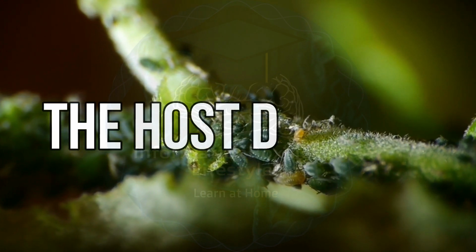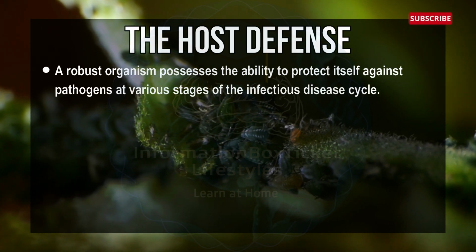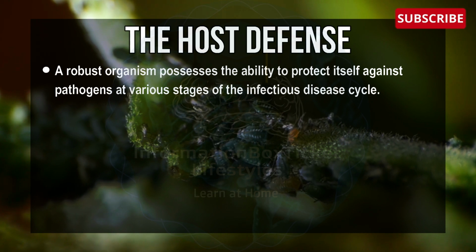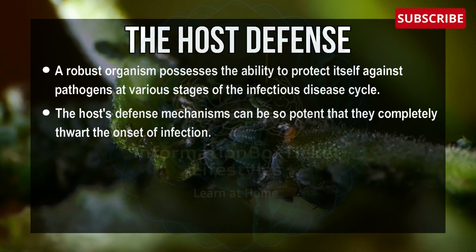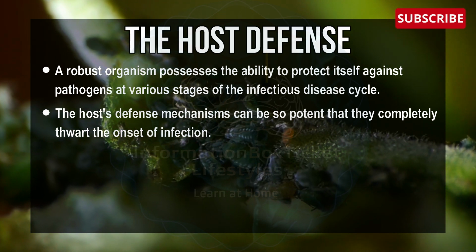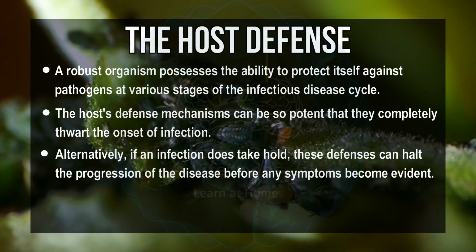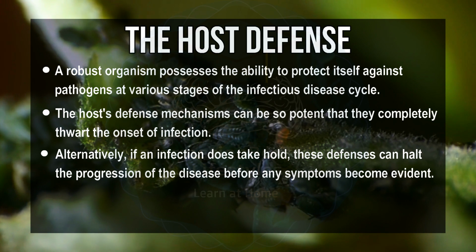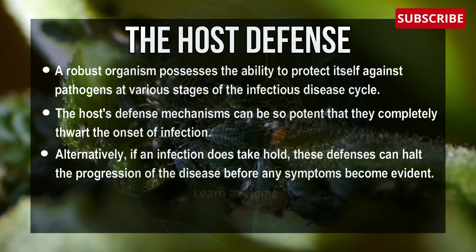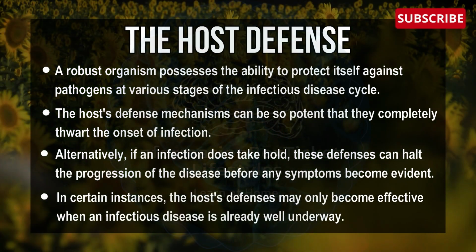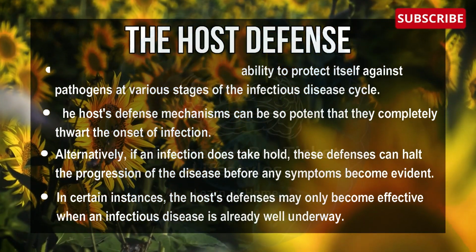The host defense. A robust organism possesses the ability to protect itself against pathogens at various stages of the infectious disease cycle. The host defense mechanisms can be so potent that they completely thwart the onset of infection. Alternatively, if an infection does take hold, these defenses can halt the progress of the disease before any symptoms become evident. In certain instances, the host defense may only become effective when an infectious disease is already well underway.